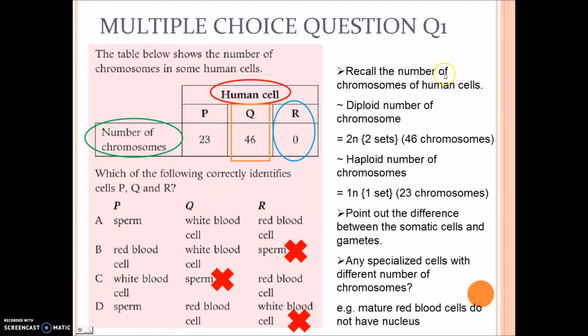So for question 1, you know the answer already, but I would like to show you that for P, 23, the haploid number of chromosomes, it must be a gamete, it must be the sperm. So options B and C, red blood cell and red blood cell, are also wrong. So for question 1, the answer is very obvious. That's the first question.